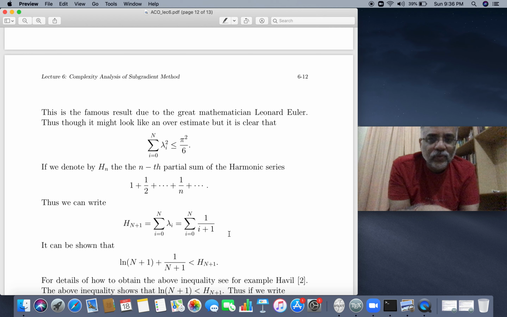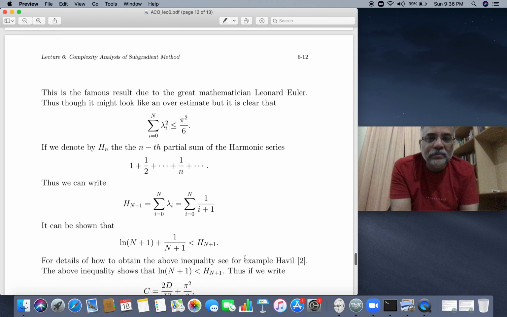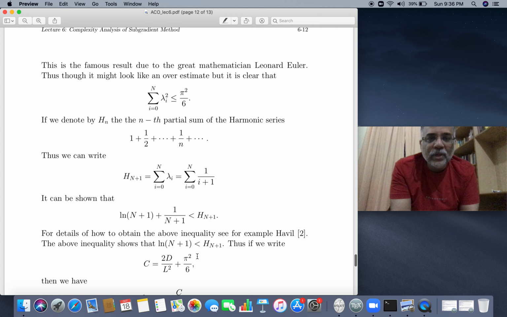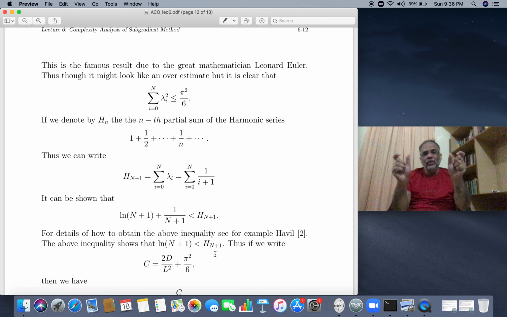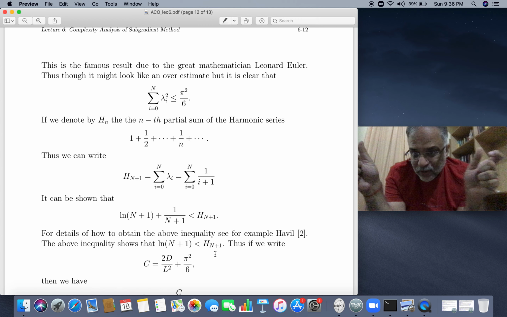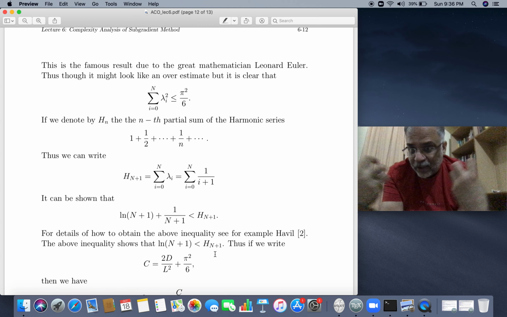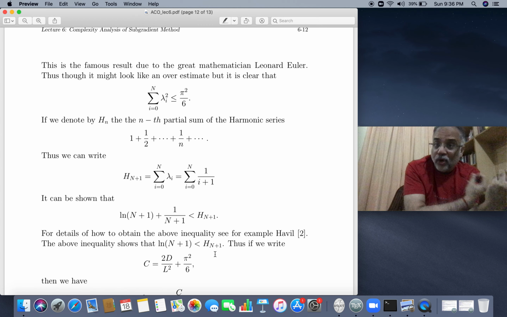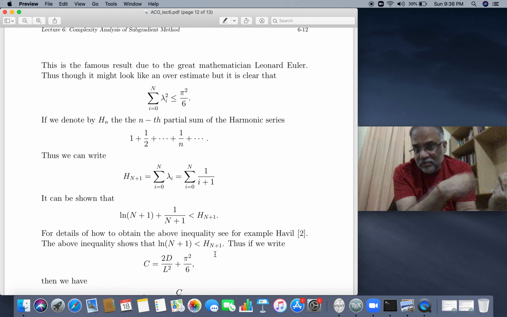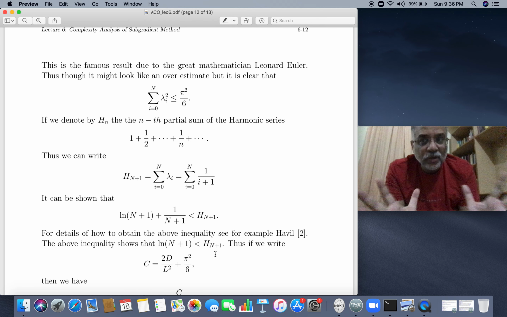And we can prove that when you have n plus 1 terms, then H(n+1) is this. And then log(n+1) is strictly less than H(n+1). So the difference between Hn and log n actually decreases when n goes to infinity. They approach a fixed constant called Euler's constant, which has the symbol gamma, and it is not a very high number.